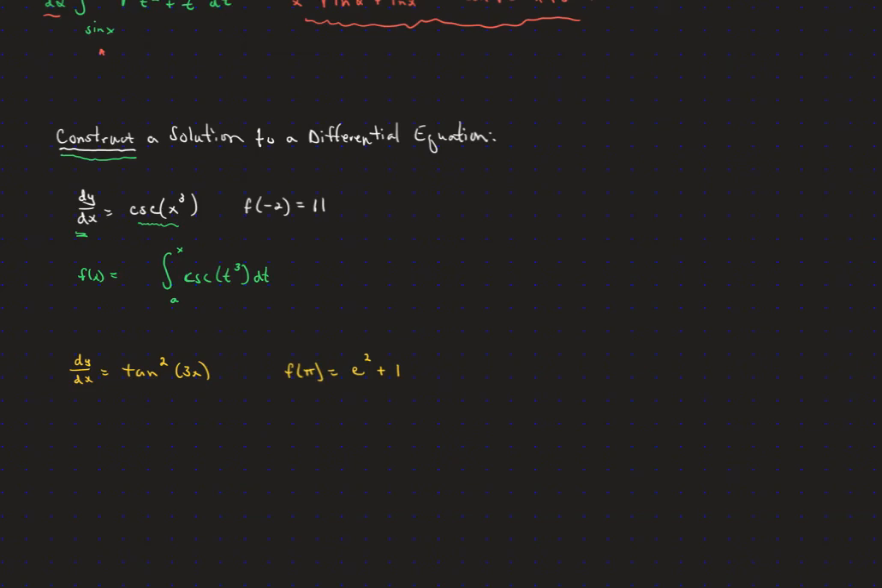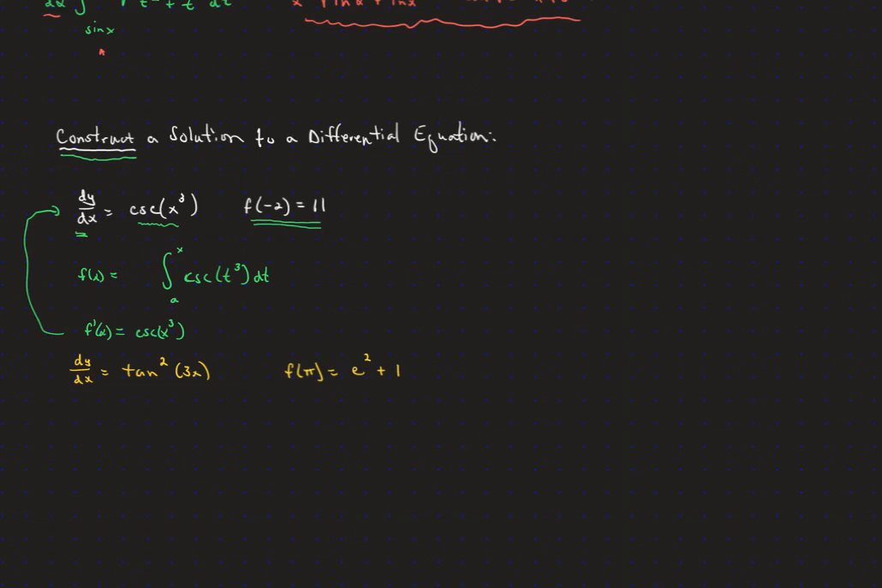Now, from what we've learned about the fundamental theorem of calculus, we know right now that f prime of x, the derivative of this, is going to be, that's where we just plug in the x, cosecant of x cubed. Well, that's exactly what I wanted. That's a solution to this differential equation. Now, the next part I have to do is to make it satisfy the initial condition. We want f of negative 2 to be equal to 11.